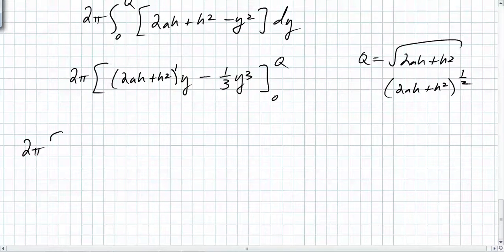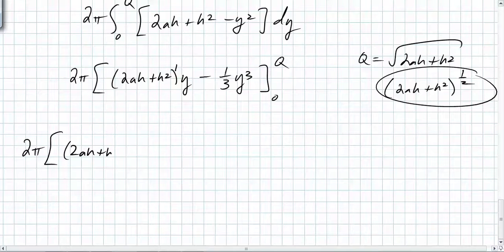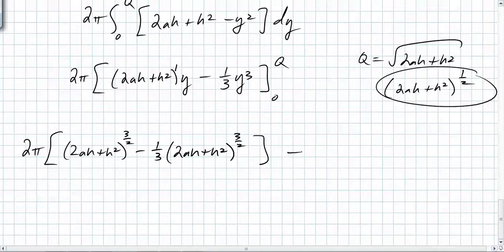So what does it equal? 2 pi times, we have to plug in this first, right here. And then we're plugging in 0, right? So what do we have here? 2ah plus h squared to the what power? 3/2. Sorry. Minus 1/3 times 2ah plus h squared to the what power? 3/2, right? Because you're cubing a half. Is that kind of cool? Right? So we have this, but then we're subtracting. What are we plugging in now? 0. It all cancels out to 0, right? You plug in 0 in both of these places, and they go to 0, and you're happy.